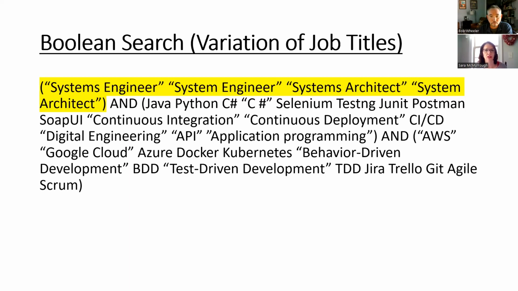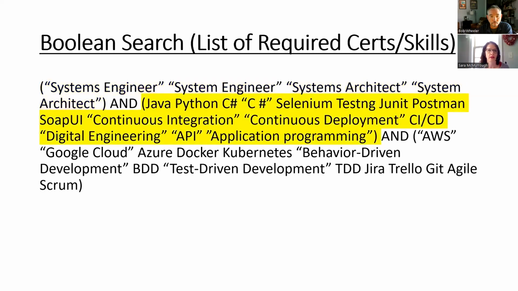And what about system architect? So we added some other search terms that we could put into there. And that's our first set of parentheses. And then we added a second set of parentheses. And those were our requirements, right?